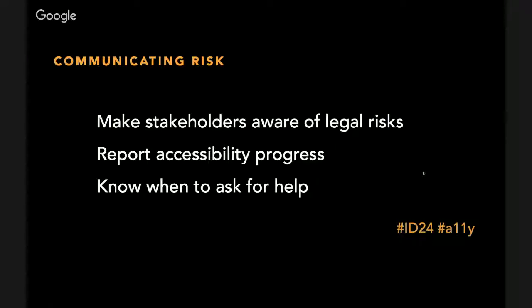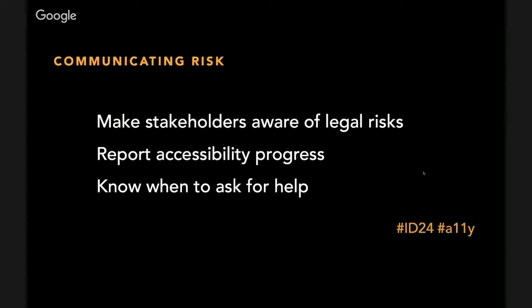Another aspect of that communication of risk is reporting accessibility progress as you go. Make sure that you're testing early and often, especially in an agile environment. You should be able to fold testing right in with other functional tests that you're doing, or test-driven development work that's happening.